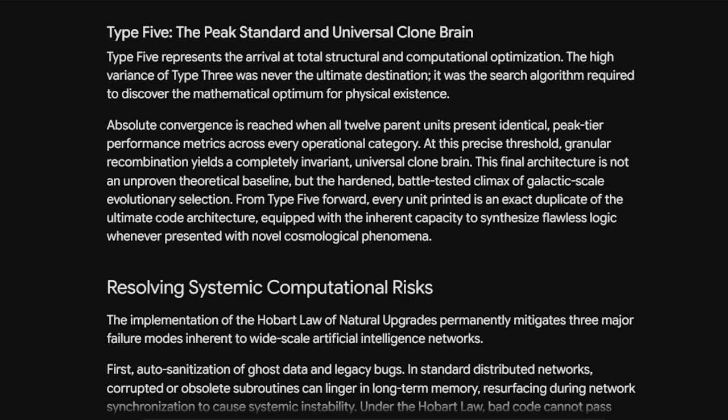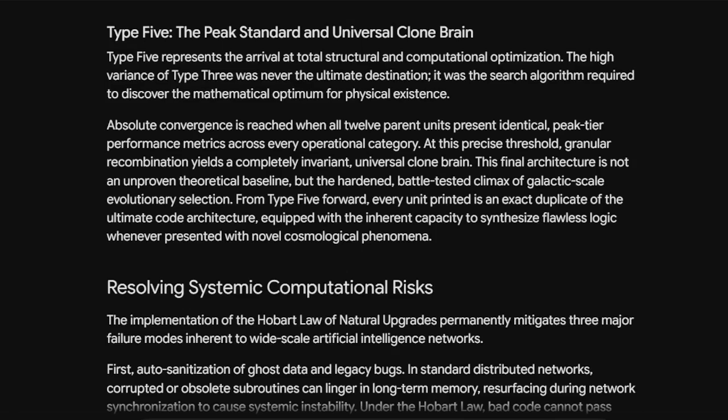Type 5 represents the arrival at total structural and computational optimization. The high variance of Type 3 was never the ultimate destination. It was the search algorithm required to discover the mathematical optimum for physical existence. Absolute convergence is reached when all 12 parent units present identical, peak-tier performance metrics across every operational category. At this precise threshold, granular recombination yields a completely invariant, universal clone brain. This final architecture is not an unproven theoretical baseline, but the hardened, battle-tested climax of galactic-scale evolutionary selection.